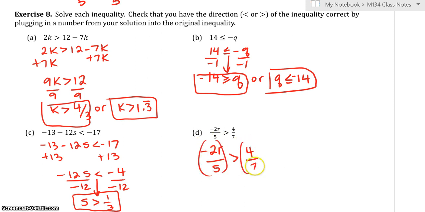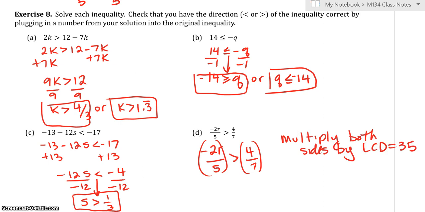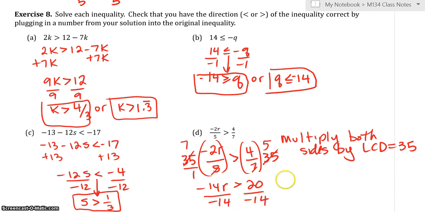What I'm going to do is multiply both sides by the LCD, which is 35. What would happen is this would cancel, giving me a 7. So we'd have -14r. Then this would cancel, giving me a 5 greater than 20. Since we're multiplying both sides by a positive number at this moment, it doesn't change. But now that we divide both sides by -14, r would be less than. It does change. Put a little arrow there.